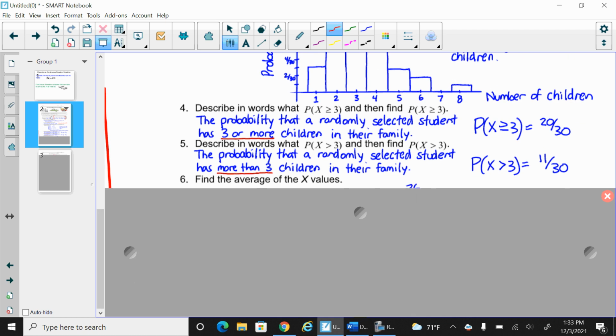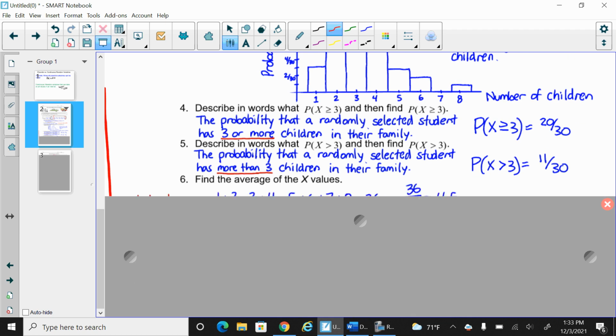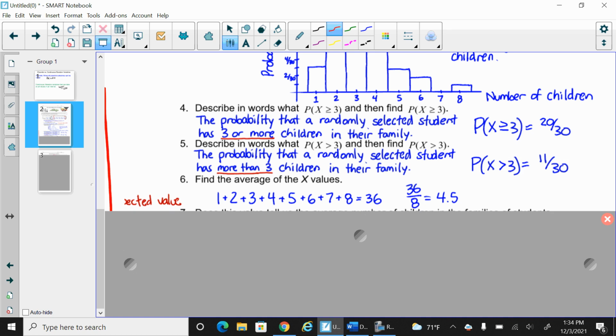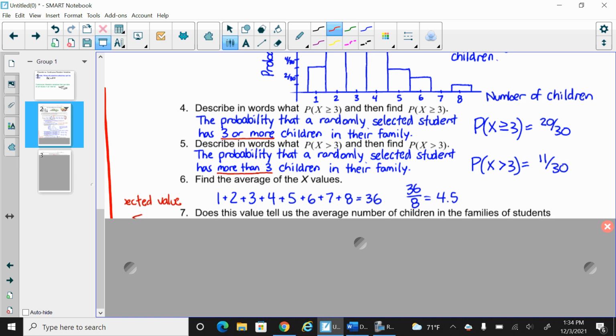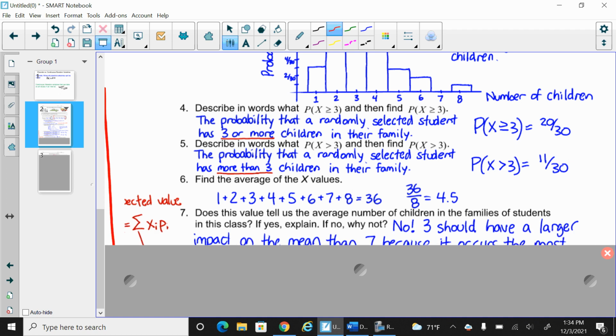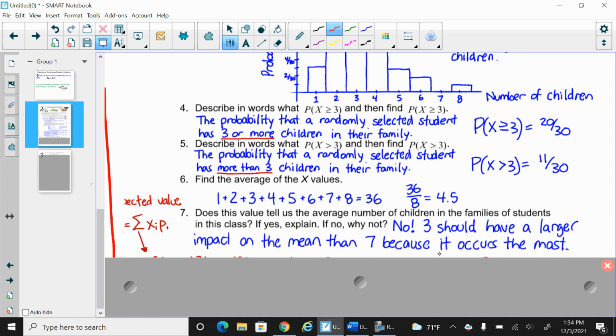Now we're being asked to find the average number of children in each family. Oh, sorry, the average of the X values. We're not there yet. We're not to expected value yet. So I have 1 plus 2 plus 3 plus 4 plus 5 plus 6 plus 7 plus 8. Is a total of 36. 36 divided by 8 is 4.5. But this isn't actually the average because the frequencies are different. So no, 3 is going to have a larger impact on the mean than 7 because it occurs the most.